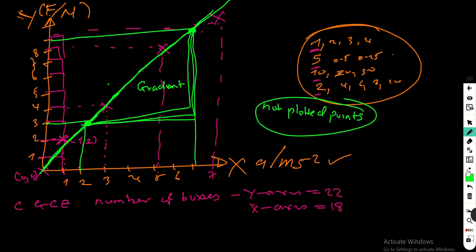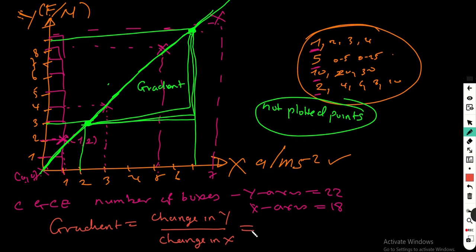So how do we calculate gradient now? Gradient is equal to change in y over change in x. And how do we go about that? Look at here. This point here has 2 values. As a point, you have an x value and a y value. This point here also has an x value and a y value. This point here has what? An x value and what? A y value.